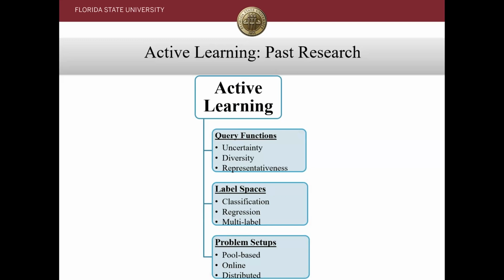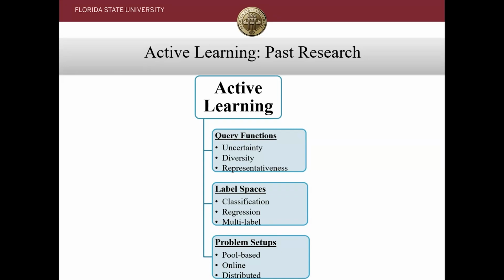People have looked into uncertainty-based query strategies, where the idea is to query the samples where my model is very uncertain or not sure about the label. People have also looked into diversity-based techniques, where the idea is to query samples that are diverse so that I don't end up querying samples that are redundant. Representativeness techniques are where people attempt to query samples which represent the underlying data population or the data distribution well. So all these are different query functions that people have designed to decide which samples to query.